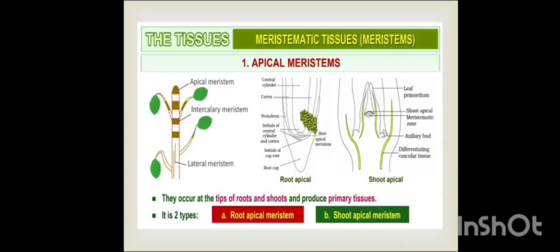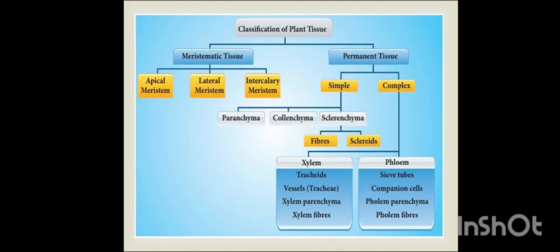In classification, once again, meristematic tissue is mainly divided according to position into three types. Permanent tissue is again divided into two types. Simple permanent tissue is divided into three types: parenchyma, collenchyma and sclerenchyma. In simple tissue, structurally and fundamentally similar cells are present. In complex tissue, different types of cells are present. Parenchyma cells are mainly used for storage. Collenchyma tissue gives the plant flexibility and mechanical strength. Sclerenchyma tissue gives the plant hardness.